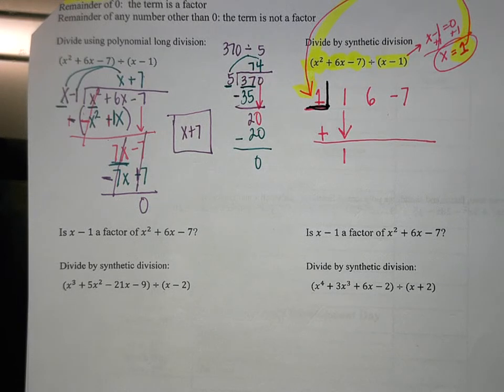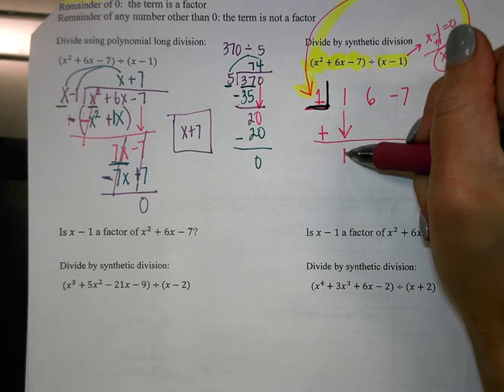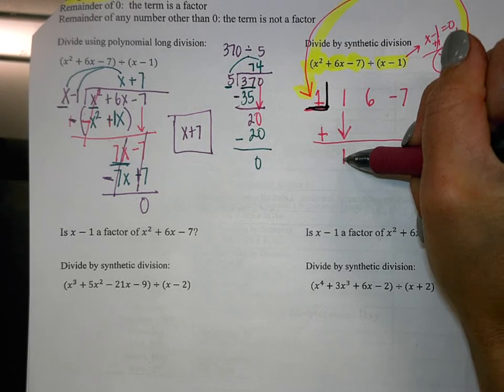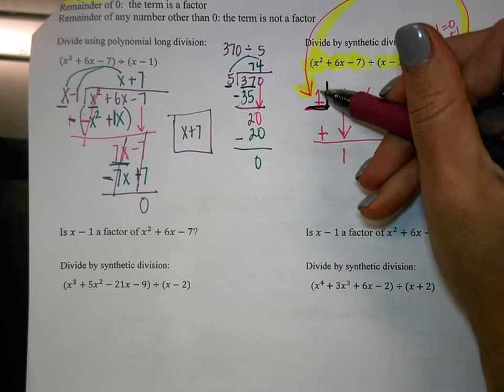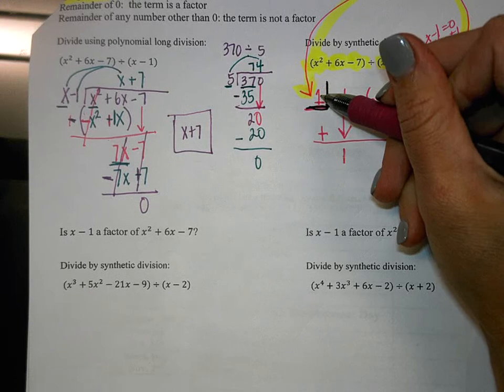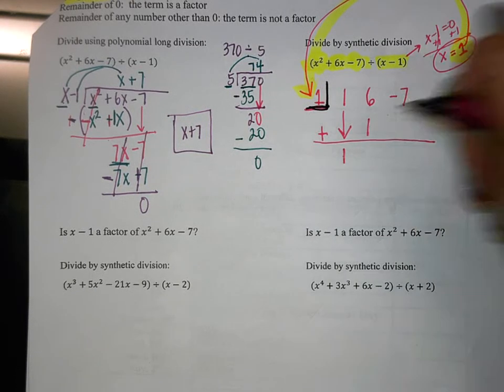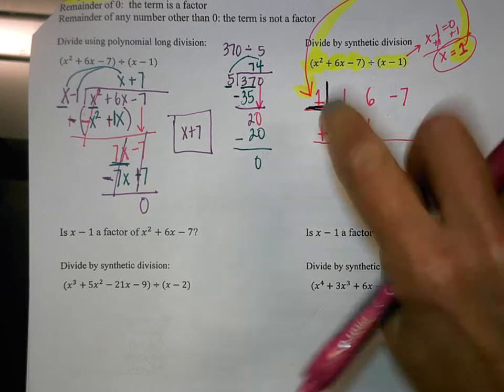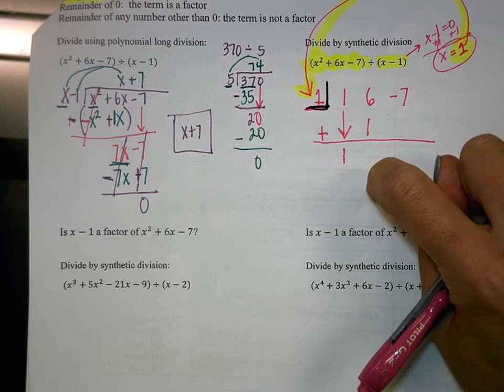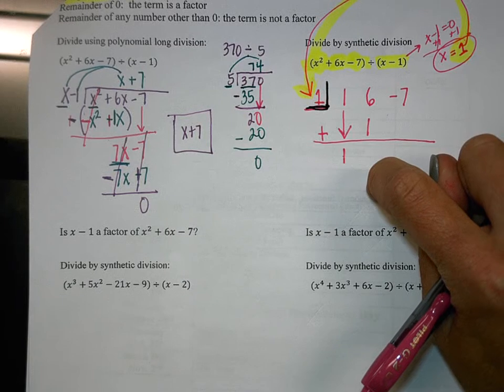Okay, next we are going to multiply. You multiply this number to our boxed number. 1 times 1 is 1, and that number goes underneath the 6. And we always add down. Just go with me for a minute. We're going to practice this, and you're going to see the connection.